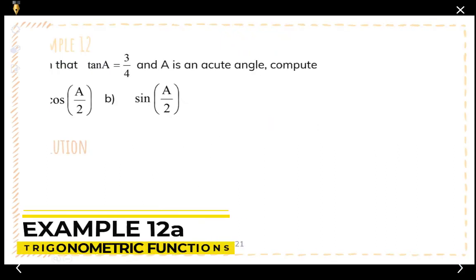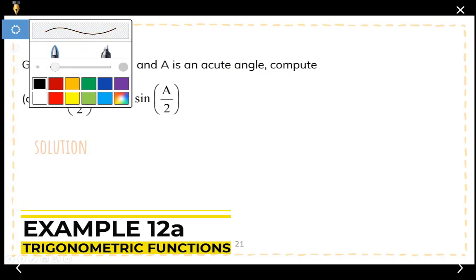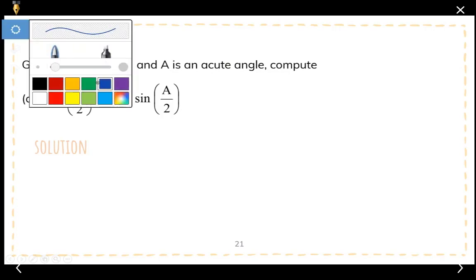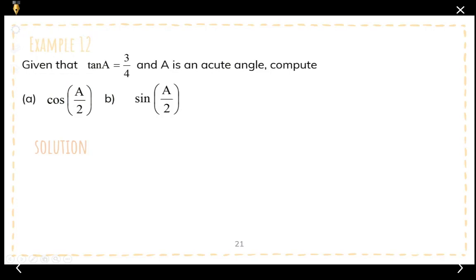Now let's look at the example. So we're going to start with example 12. Okay. Given that tangent A is 3 over 4. So be very clear with what is given. Given that tangent A is 3 over 4 and A is an acute angle. Compute cos A over 2 and sin A over 2. So they have given us A, but they are interested in A over 2.